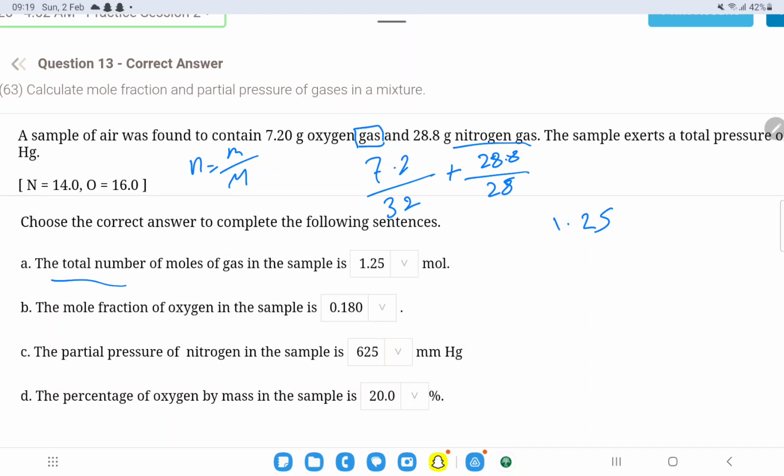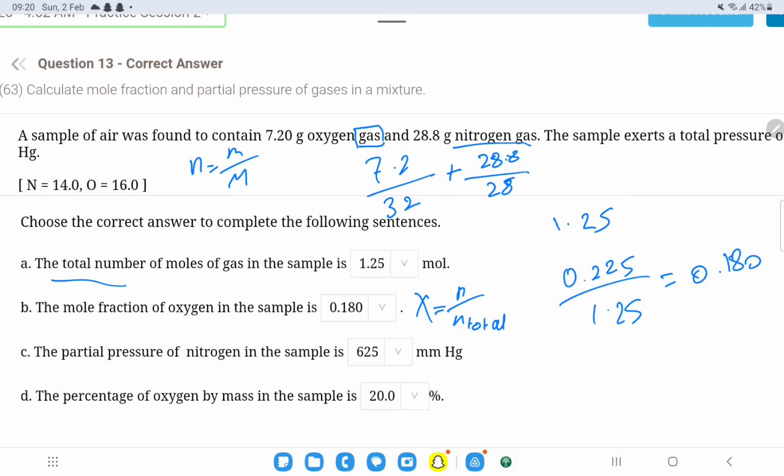The mole fraction of oxygen in the sample is, as we said before, mole fraction equals n over n total. So the n of oxygen is 7.2 over 32, it's 0.225, over 1.25. You get 0.180 for significant figures.